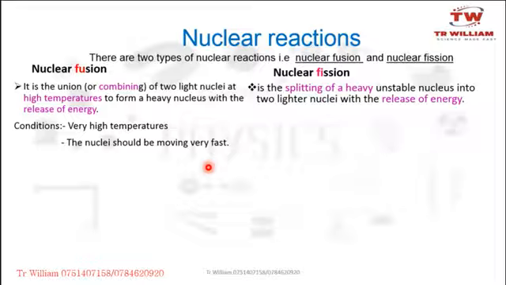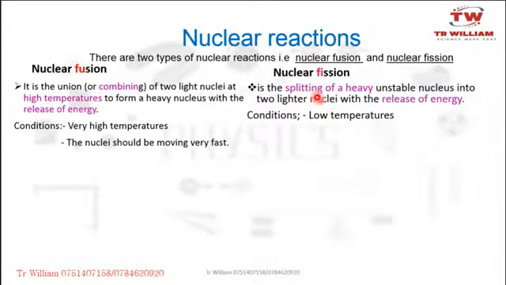is positively charged. So if they are coming together, then they will be repelling each other by the law of electrostatics. To overcome that, they have to be moving very fast so that they cannot repel each other. By the time they get to repel, they will have collided into each other and joined to form one. Whereas for fission to occur, condition number one is there must be low temperature.